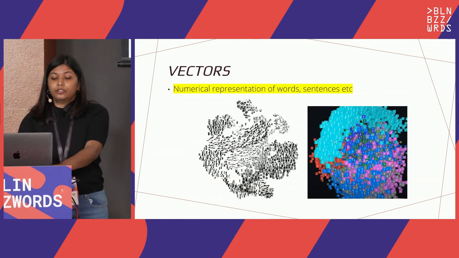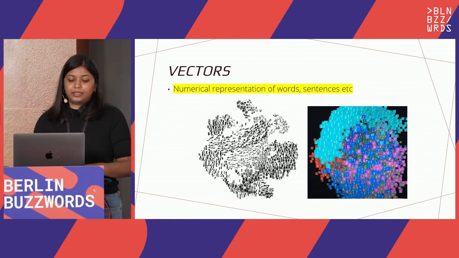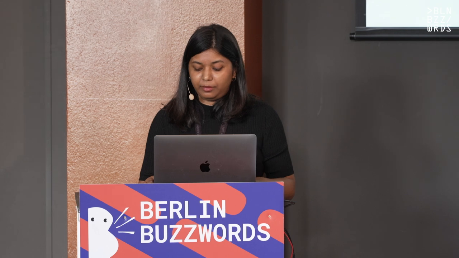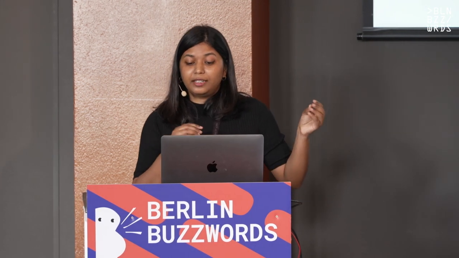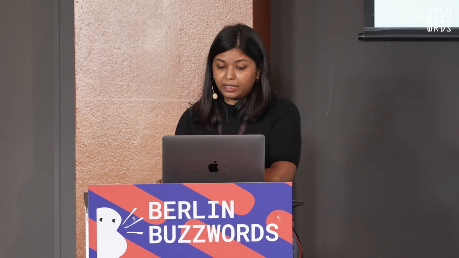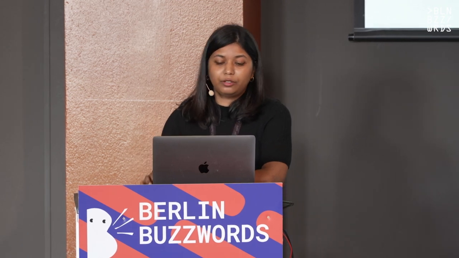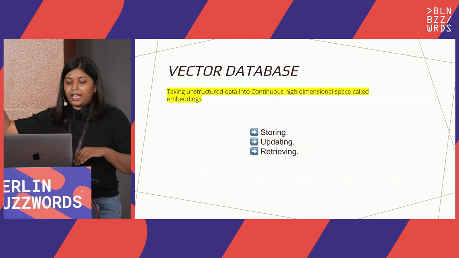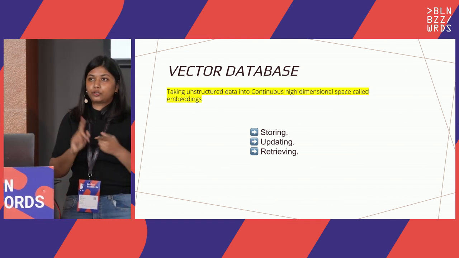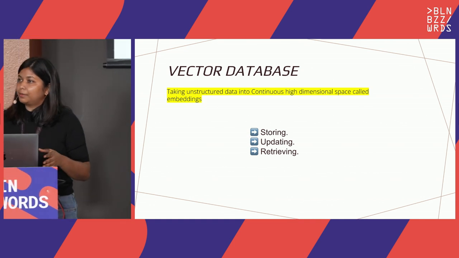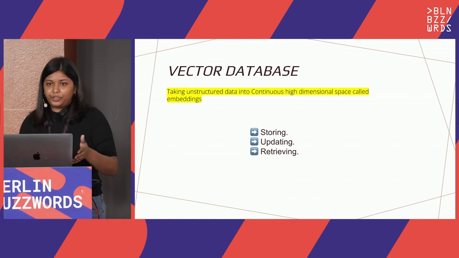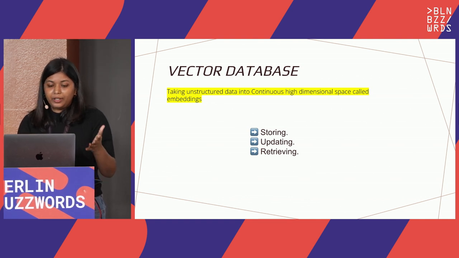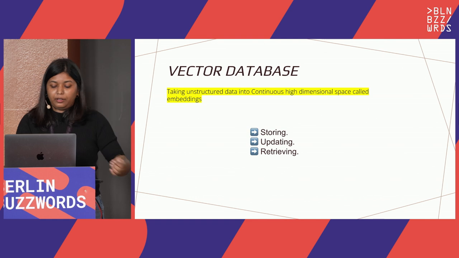So let's start. Vectors are basically numerical representations of words, images, etc. I have shown you MNIST digits and fashion datasets so that they cluster based on similarity. What is multimodality? Multimodality basically means multiple modes, be it audio, images, text, etc. Okay, so what's a vector database? It takes this unstructured data into a continuous high dimension and performs the processes of storing, updating, and retrieval. All this is possible, especially in RAG, retrieval augmented generation, where we use a lot of retrieving processes, to enable all these processes.